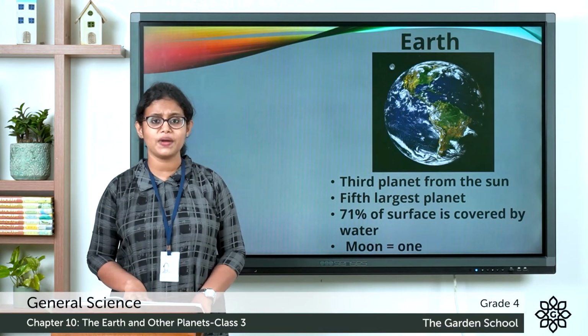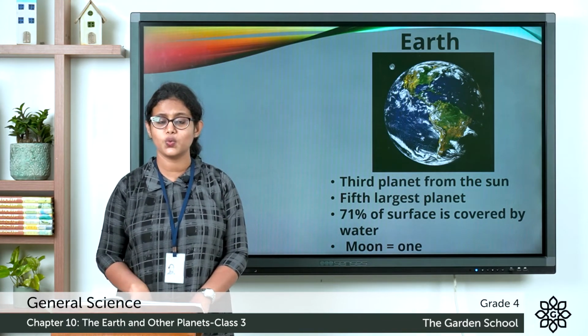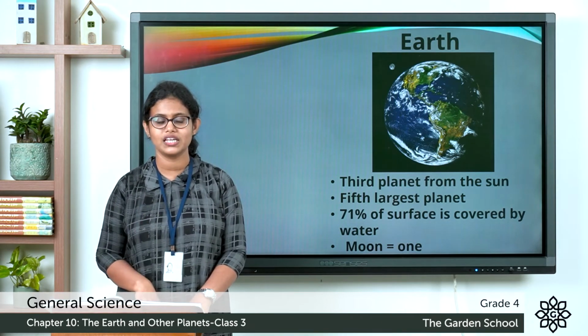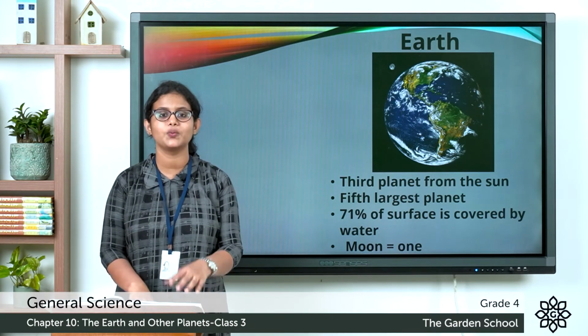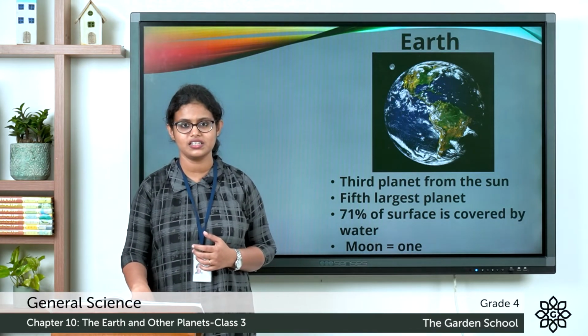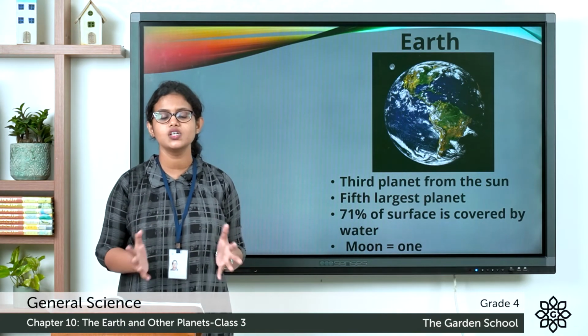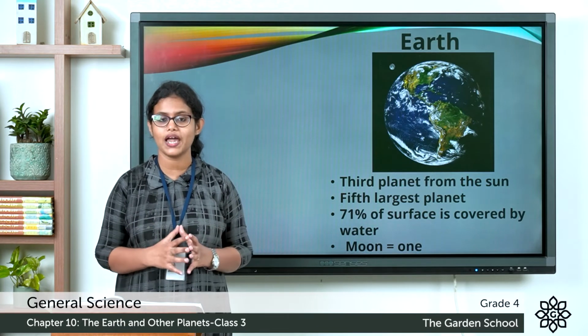Then which is the next planet? The next planet is our Earth. So what is special about Earth? It is our home. It is the planet where we live. It is the only planet where life exists. It is the 5th largest planet in our solar system. This is also called the water planet.